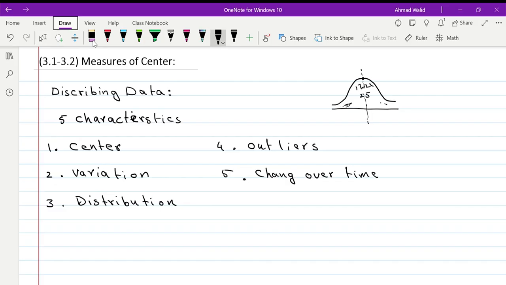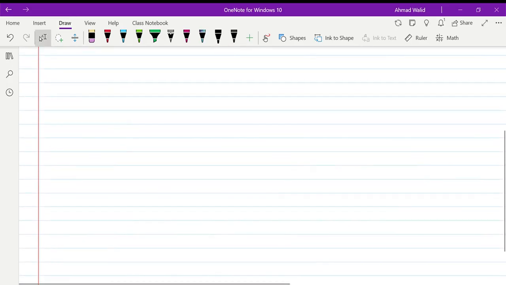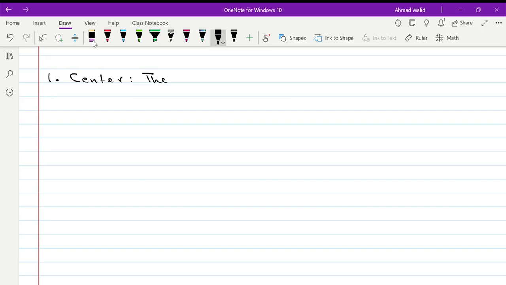Now, in this chapter, we study these 5 characteristics one by one. Let's start with the first one, which is center. Number 1, center. Center, what does it mean? I already explained to you: the middle of your data set. The middle of a data set, we call it center.